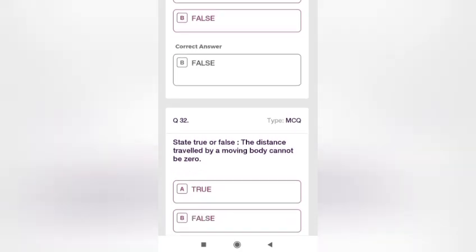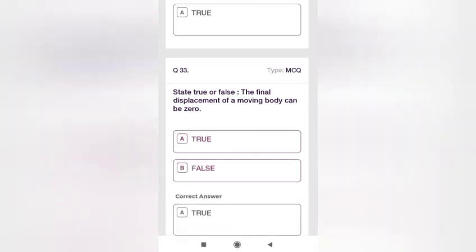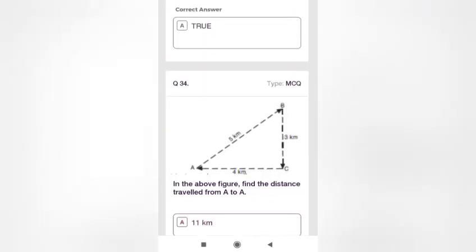32nd question. The distance traveled by a moving body cannot be zero. Yes, distance cannot be zero. That's true. Whereas displacement can be zero. The final displacement of a body can be zero. Yes, it can be zero, because it is moving to the same point, right?